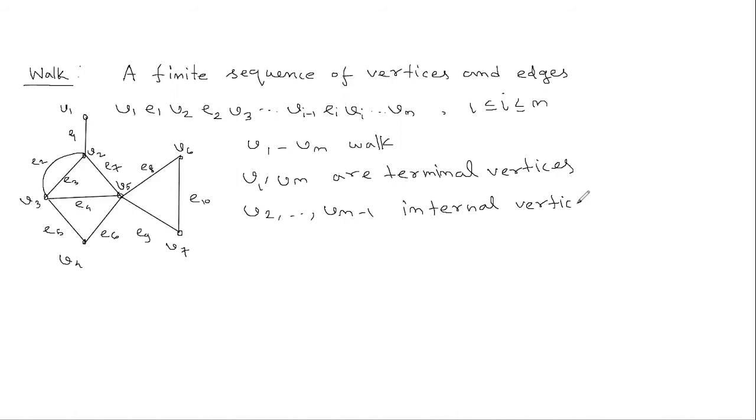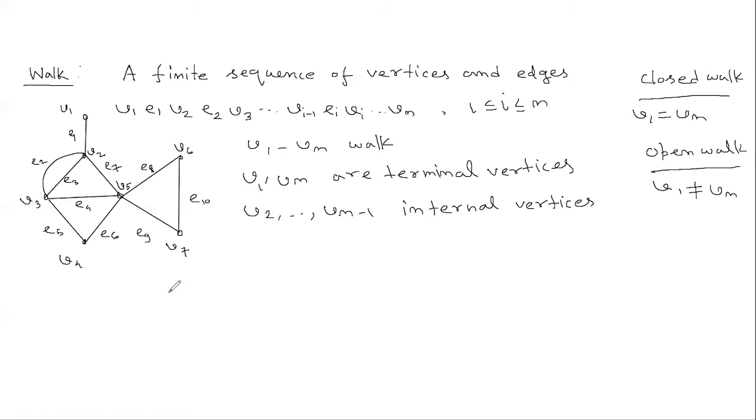Now, a walk from V1 to Vn is called a closed walk if the terminal vertices are the same, V1 equal to Vn, and it is called an open walk if V1 is not equal to Vn. Now let us try to construct a walk from this graph, say G5. So this is just a sequence of vertices and edges.